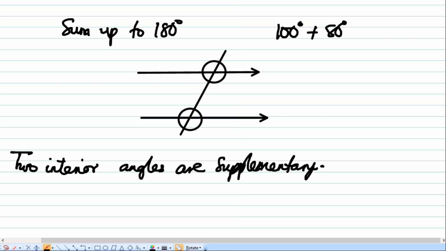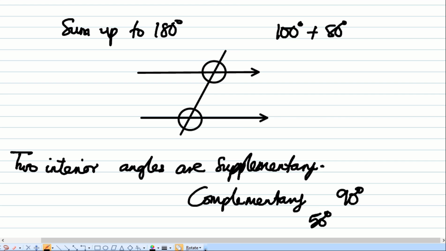The other one you need to know is complementary. I'm just digressing, but I think it's imperative to understand. Complementary, on the other hand, are angles that sum up to 90 degrees. For instance, if I give you 50 degrees, the complement of 50 degrees will be 40 degrees, because 50 plus 40 will give you 90. But what we're saying in this case is that two interior angles are going to be supplementary. Now, let's identify what we mean by that.